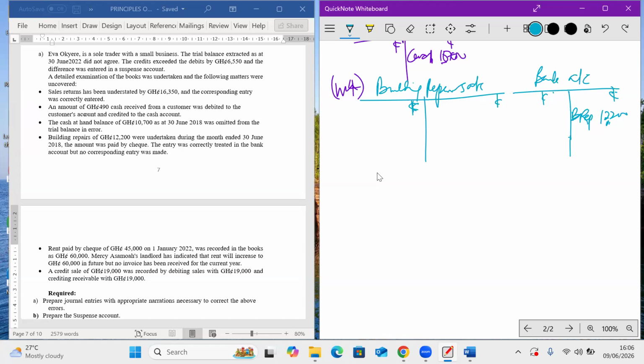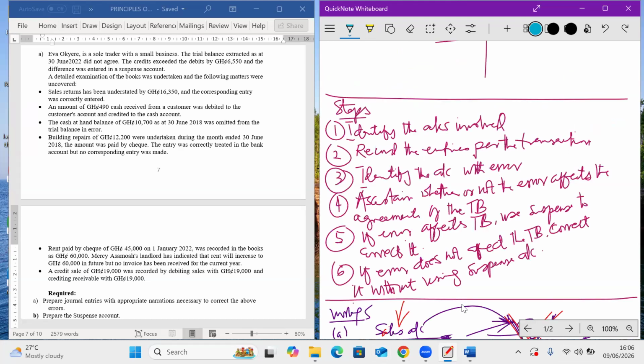So you have to record the entries per the transaction. From the transaction we read, the bank account was okay, but there was nothing in the building repairs account. Are you good? Yes. Next step. These are the steps we are following. We identify the accounts involved, which we have identified as building repairs account and bank account from the transaction. Then, let me do this.